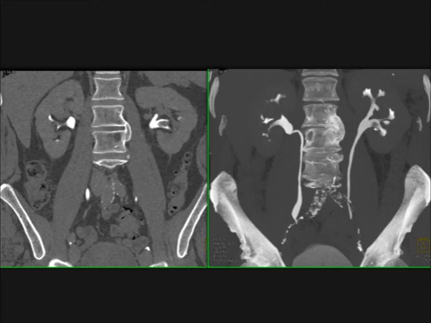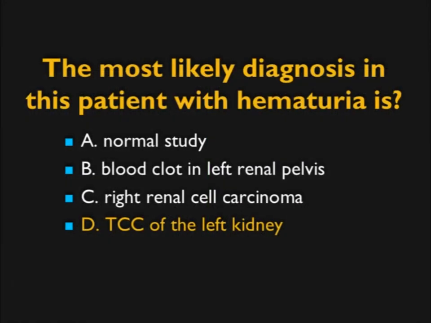This surely is not a normal study, and it's not a renal cell carcinoma in the right kidney. The right kidney is normal. Could that be a blood clot in the left kidney? I guess it can theoretically, but when you look at the density and the appearance, it's a TCC till proven otherwise. And this was a solitary TCC, only 1 centimeter in size.